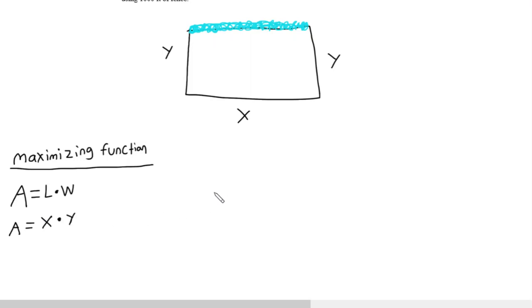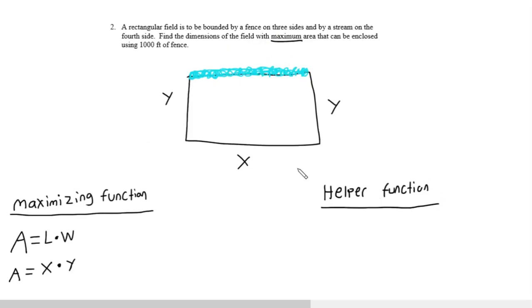Okay, so now you see a problem. Because remember, later in my steps, I'm asked to differentiate this, but I can't differentiate unless it's in terms of a single variable. So what I want to do now is set up my helper function. And you usually get your helper function from additional information that's given to you.